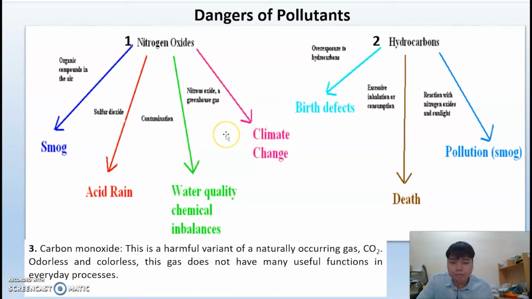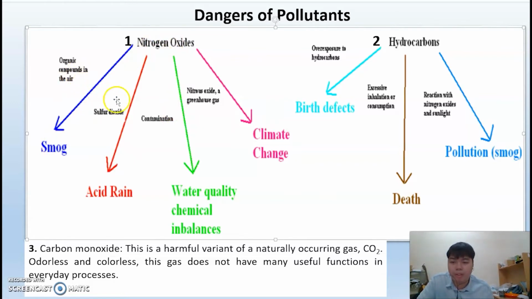So first is nitrogen oxides. They can cause smog when organic compounds are present, and nitrogen oxides can cause acid rain when combined in a chemical reaction with sulfur dioxide. They can cause a chemical imbalance in water quality when there is contamination, and can cause climate change when reacting with nitrous oxides. Nitrous oxide is a greenhouse gas.